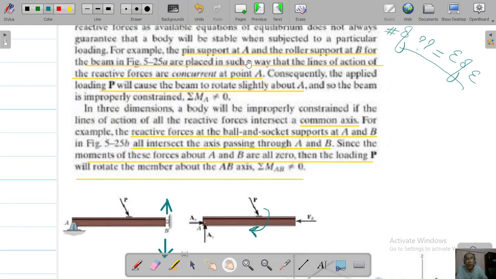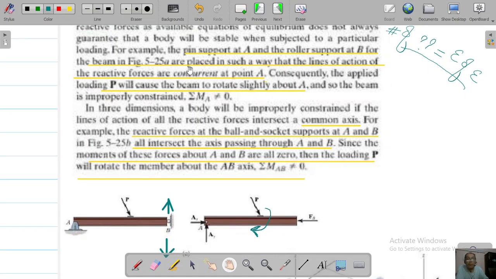The pin support at A and the roller support at B for the beam are placed in such a way that the lines of action of the reactive forces are concurrent at point A. You can see that the lines of action of Ax and Ay are concurrent, and not only that, the line of action of this roller, through the principle of transmissibility, is also concurrent at this point. Okay, because you know force is a sliding vector. So all these three are concurrent at this point A.